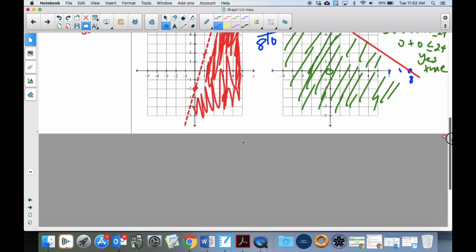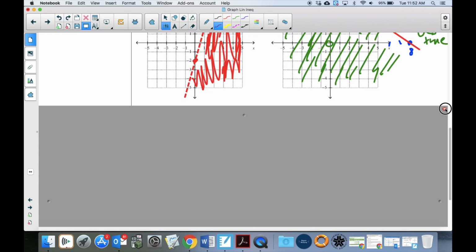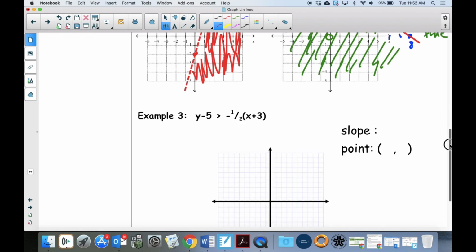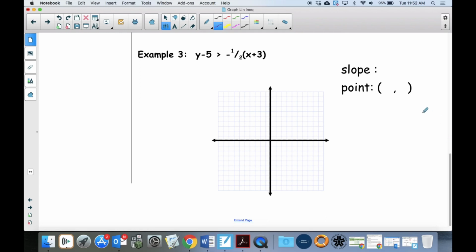I think on your notes there is not this last example, but I want you to write it in here. So take a second to write this down. This equation, put that in there, and then write in what the slope and the point is. So again, we did a warm-up like this recently. Our slope, hopefully that's an easy one, that's a -1/2. And our point is -3, +5.